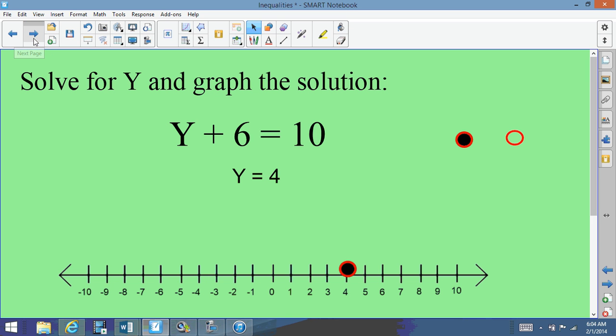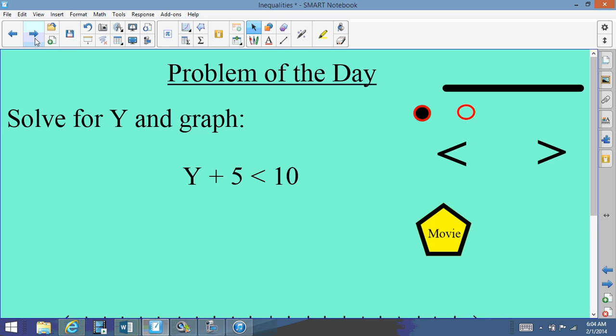But when we're graphing inequalities, there's more than one answer. For example, here we have a number plus 5 is less than 10. So what numbers plus 5 is less than 10? Well, there are a lot of answers. I could think of 0 as one of the answers. 0 plus 5 is 5. 1 plus 5 is 6. That's less than. So I got a lot of different answers.